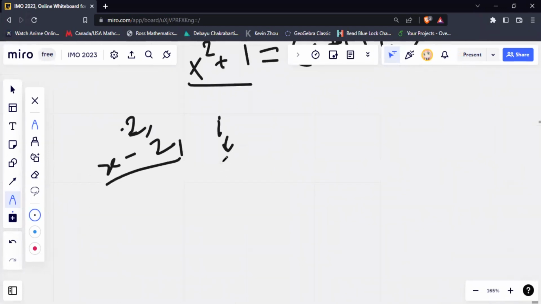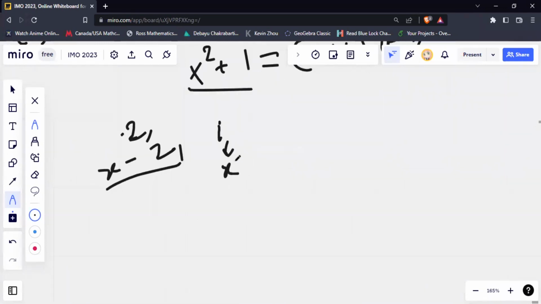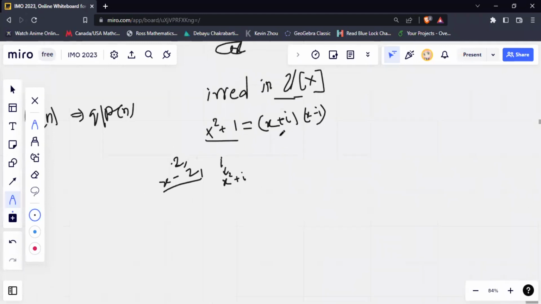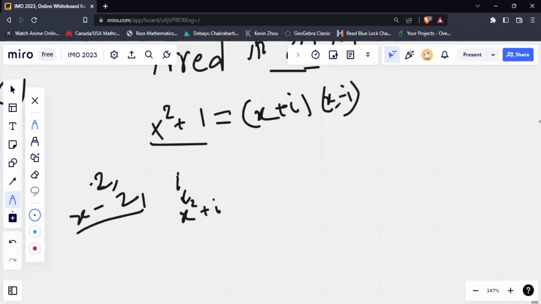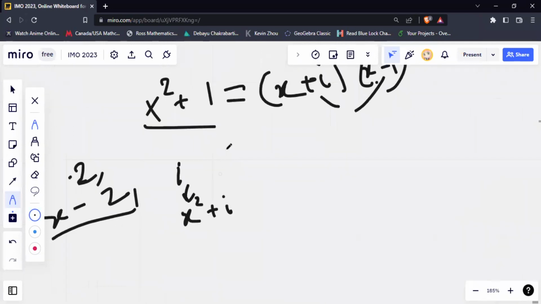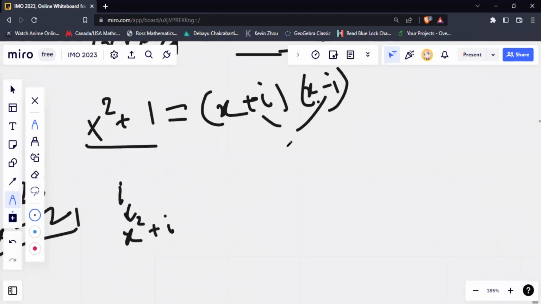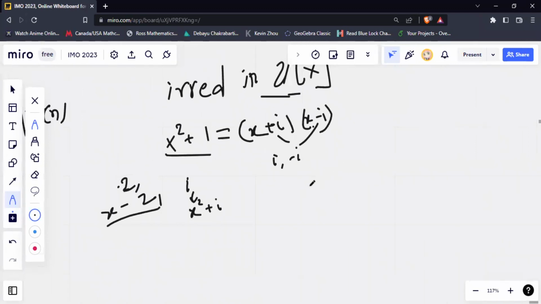Similarly for i, the minimal polynomial is x squared plus 1. And notice that i has its conjugate minus i as well. It can't exist independently, and that's why the degree is 2. And i and minus i are called Galois conjugates.